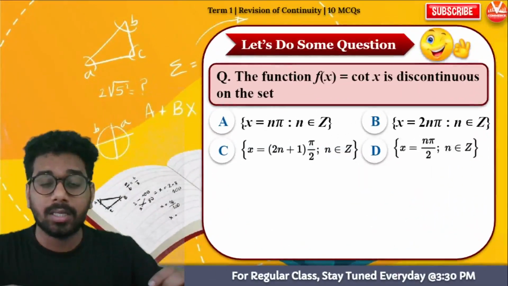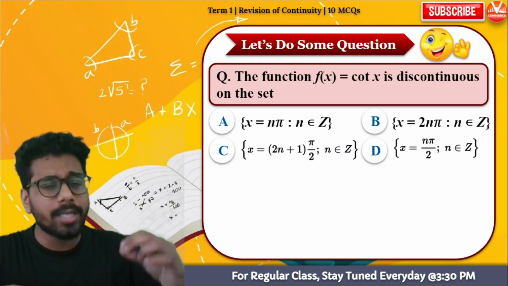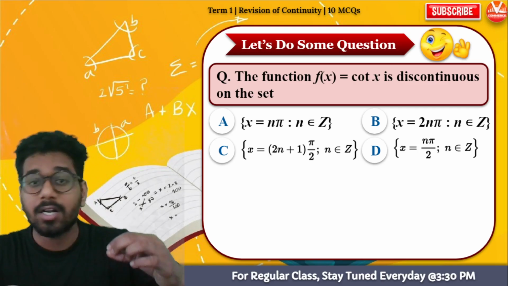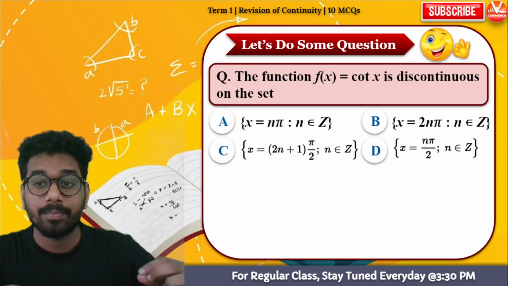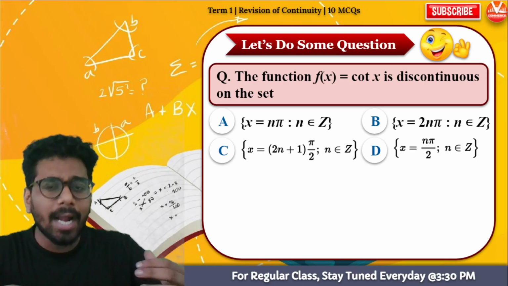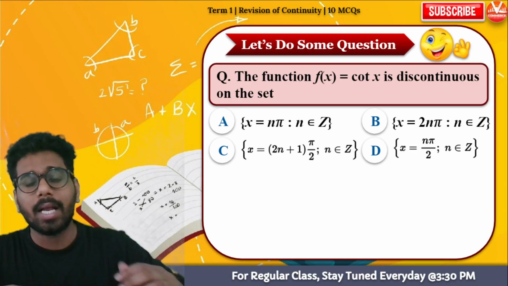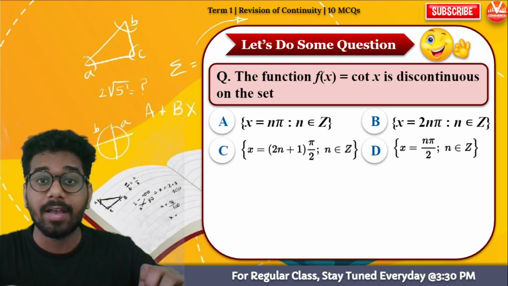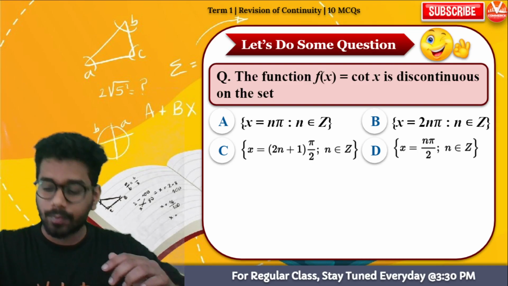चलिए पढ़ना शुरू करते हैं. इस पूरे चैप्टर के अंदर एक ही कॉन्सेप्ट है LHL इक्वल टू RHL इक्वल्स टू f(a) if the function is continuous at x equals to a. और अब यहां पर हम चेक करेंगे किस तरीके से हमें क्वेश्चन लगाना होता है. तो वेरी फर्स्ट क्वेश्चन, फंक्शन f(x) इक्वल्स टू cot x इज डिसकंटीन्यूअस ऑन द सेट.